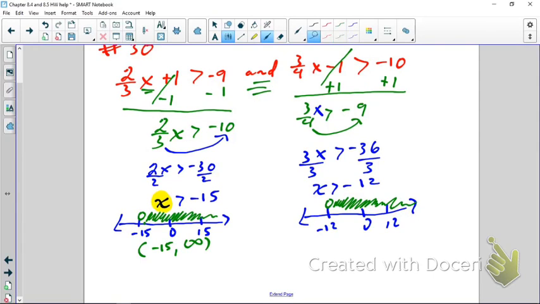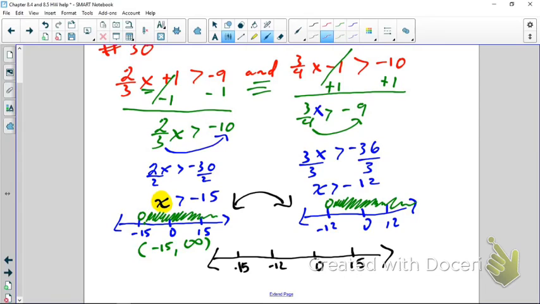So the final solution to this is going to be the interval that makes both of these true. So you combine these two into one single interval, where you have -15 here, you have -12 here, you have 0, and then we'll just put a random number here like 15 that will represent the positives. And what I'm asking you to do is to put these two inequalities together, saying that what's going to make this statement true at the same time.